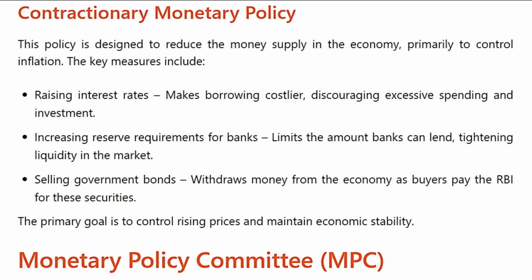Contractionary monetary policy. This policy is designed to reduce the money supply in the economy, primarily to control inflation. The key measures include: raising interest rates, which makes borrowing costlier, discouraging excessive spending and investment. Increasing reserve requirements for banks, which limits the amount banks can lend, tightening liquidity in the market. Selling government bonds, which withdraws money from the economy as buyers pay the RBI for these securities. The primary goal is to control rising prices and maintain economic stability.